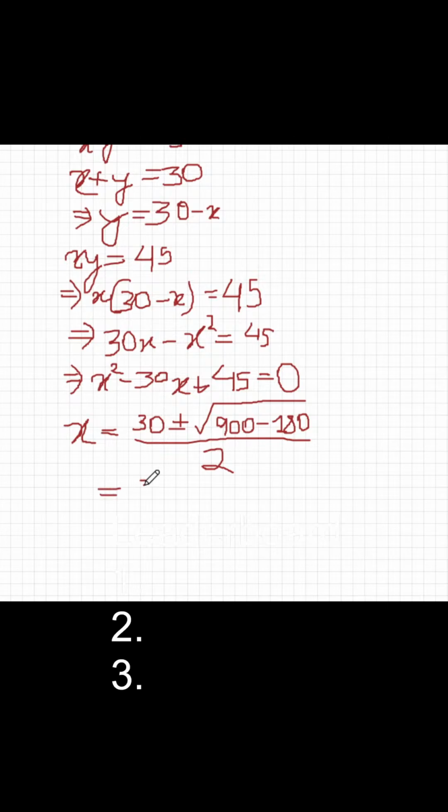So this will become 30 plus minus root of 900 minus 180, that will be 720. So if you take the root of 720, 720 can be rewritten as 144 into 5. So we can write it as 12 root 5.